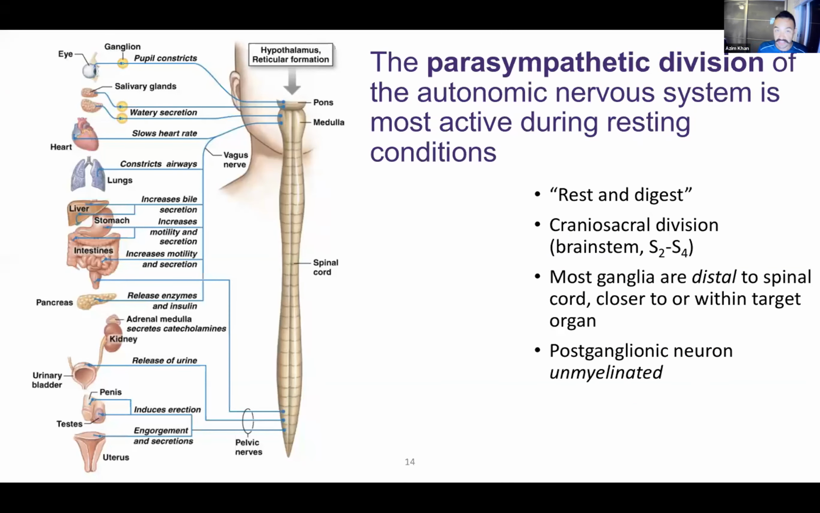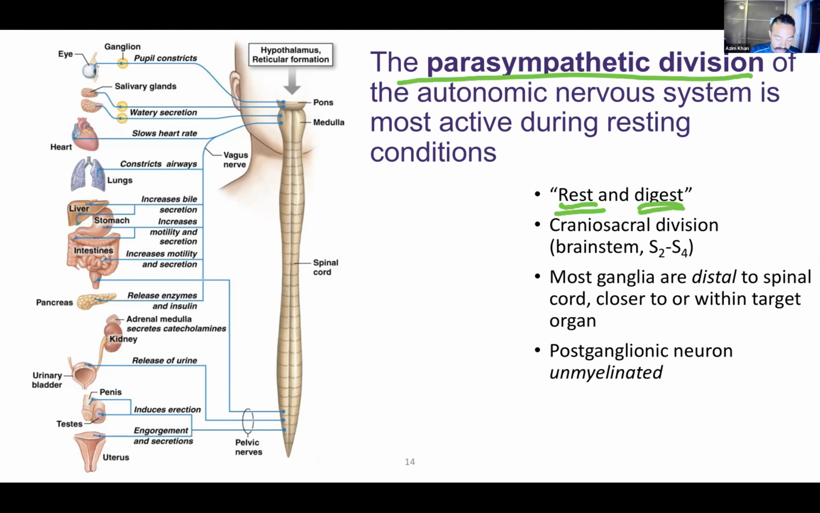That was the sympathetic division. There are less similarities and some key differences between sympathetic and the parasympathetic division. The parasympathetic division, rather than being fight, flight, freeze, this is the rest and digest. So it's the complement. It does the opposite.